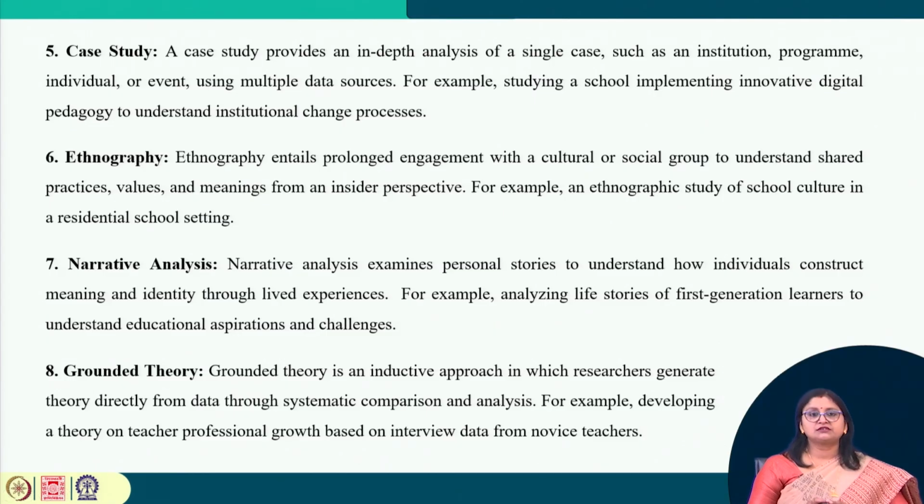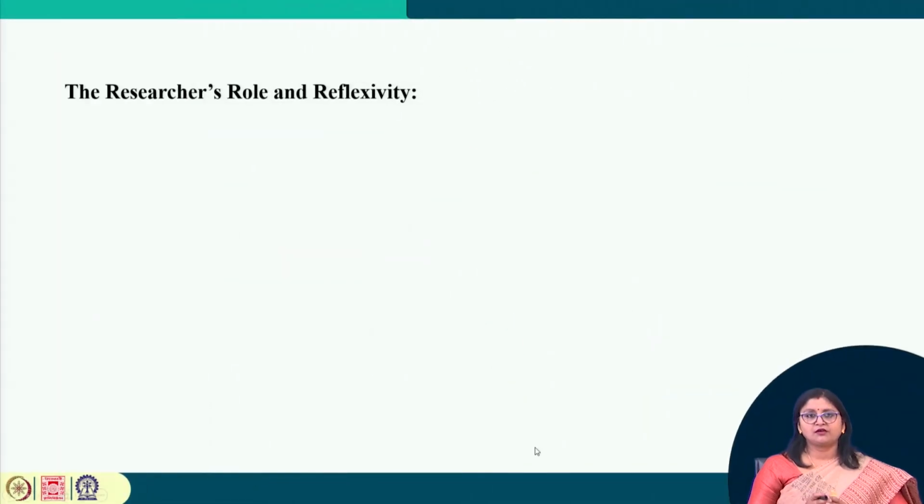The eighth one is grounded theory. Grounded theory is an inductive approach in which researchers generate theory directly from the data through systematic comparison and analysis. For example, developing a theory on teacher professional growth based on interview data from novice teachers. Here, case study, ethnography, narrative analysis and grounded theory are in the curriculum of this course, so we will deal with them in later lectures.